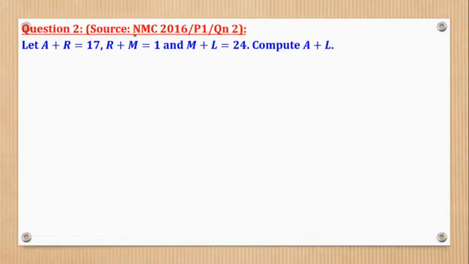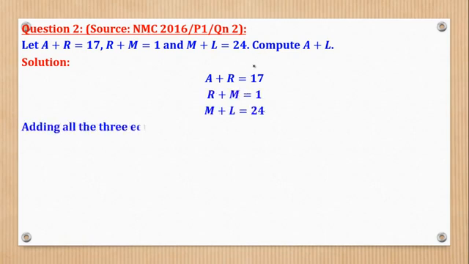Then question 2 came from the National Math Contest of 2016, paper 1, question 2, and says, let capital A plus capital R be 17, capital R plus capital M be 1, and capital M plus capital L be 24. Compute capital A plus capital L. So we're going to first list them down because now we need simultaneous equations.